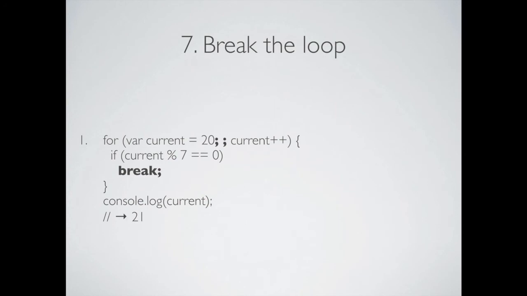So if current remainder 7 equals 0, that means like 21 divided by 7, you get 0, right? But 20 divided by 7, you get 6. You know what I'm talking about? If the value of current divided by 7 has remainder 0, that means the value of current can be divided by 7. So if that's true, we break out of the loop, right? As a result, we got 21 because 21 can be divided by 7. And then we just break and stop the loop so that it won't execute forever. That's the break.